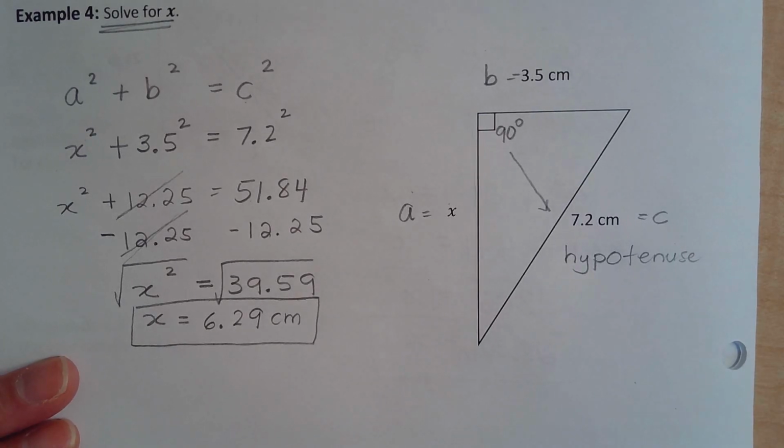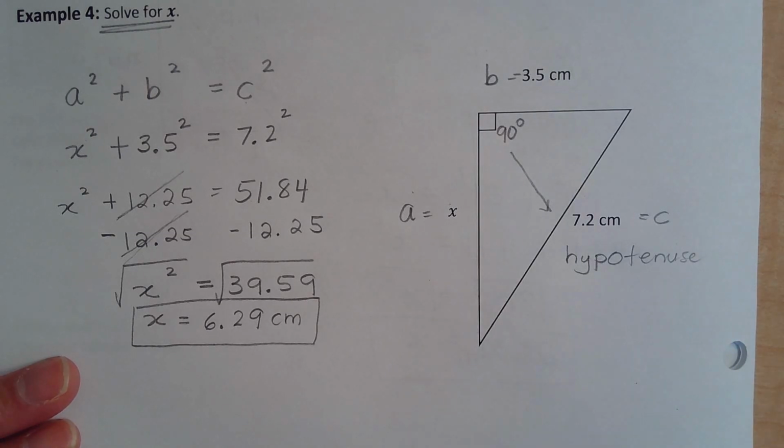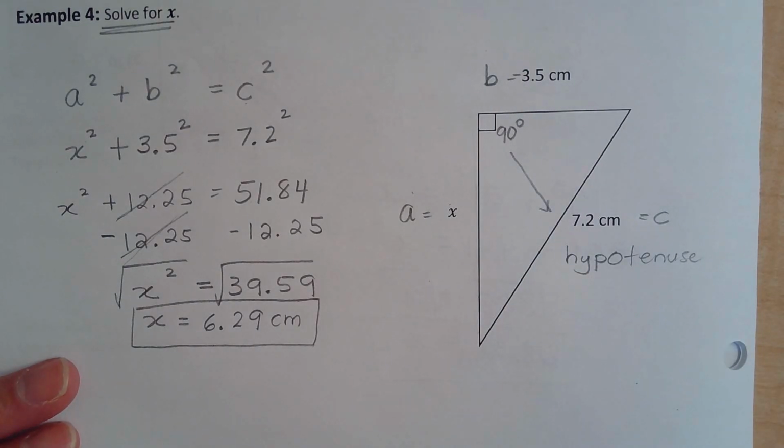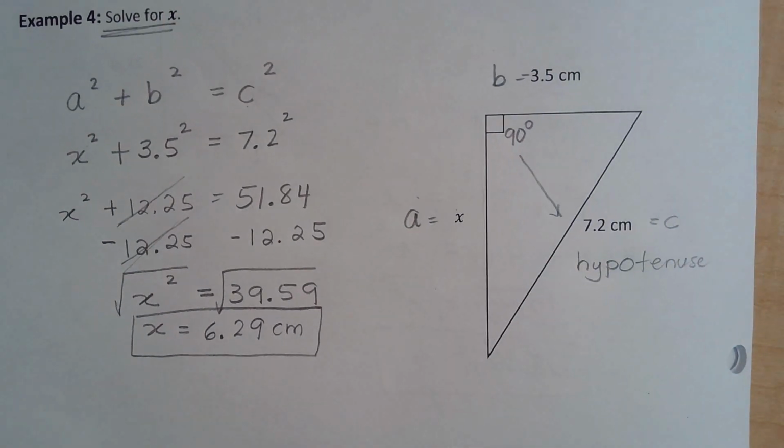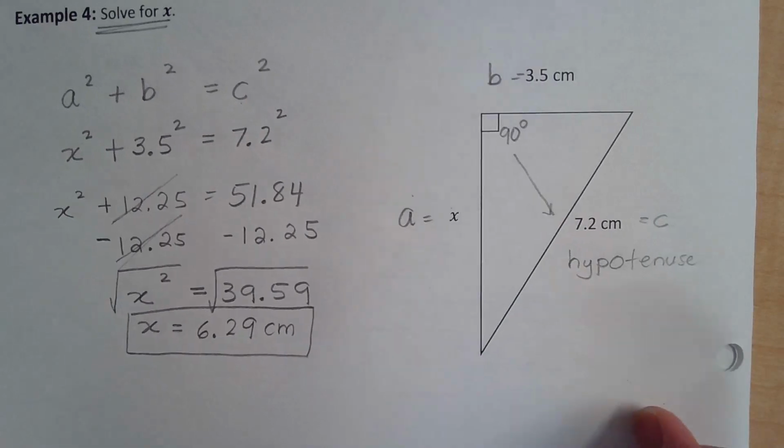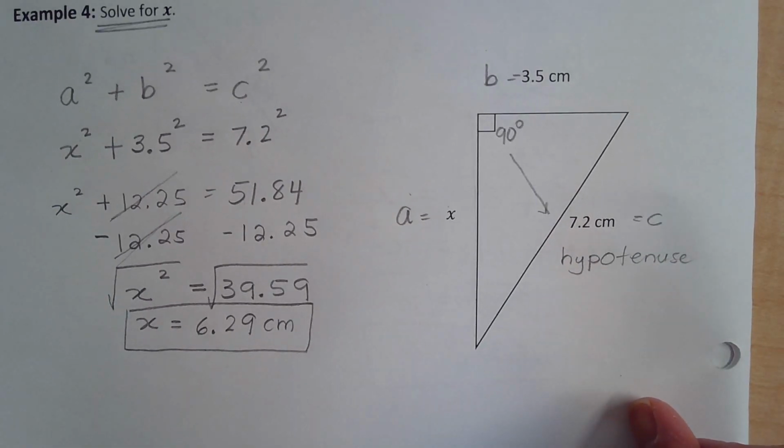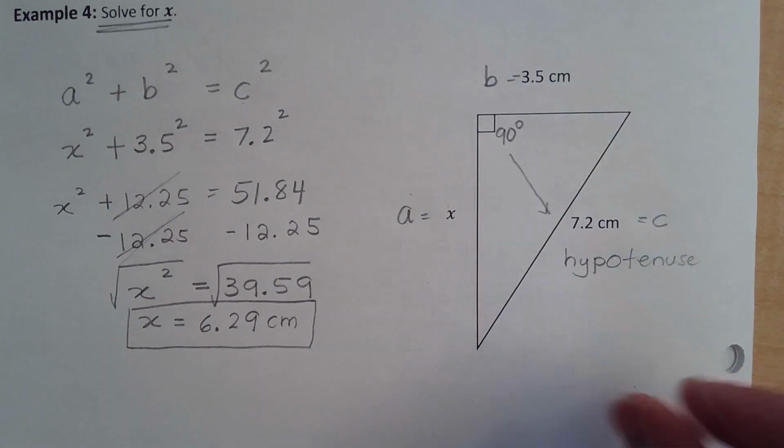So yesterday we were focusing on solving for the hypotenuse. Example 3 and example 4 today, we're solving for one of the short sides. Okay. Is everyone done copying that piece? Is it okay if we go to the next piece?